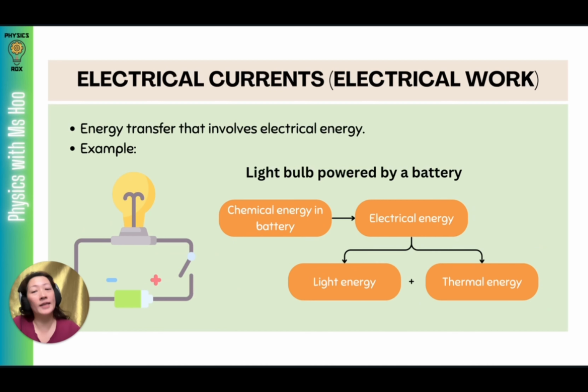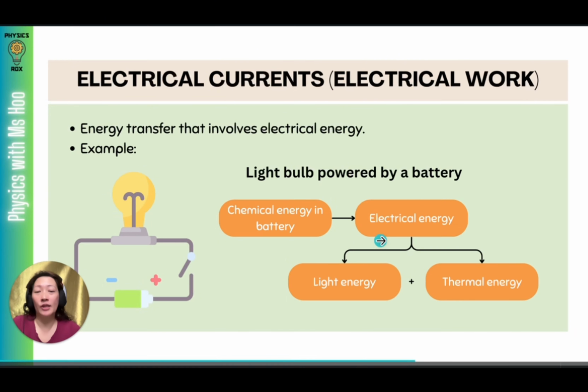Electrical work is energy transfer that involves electrical energy. For example, a light bulb powered by a battery would have the chemical energy in the battery converted to electrical energy. That means there's current flowing through the circuit. When the electrical energy is carried to the light bulb, this energy is then converted into light energy as well as thermal energy, both of which are being released by the bulb.